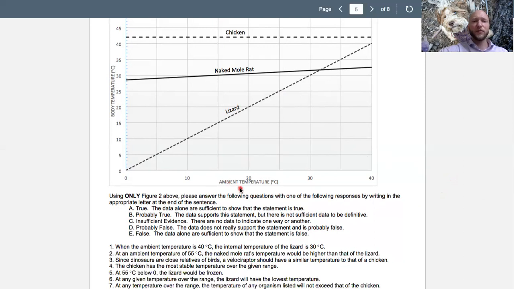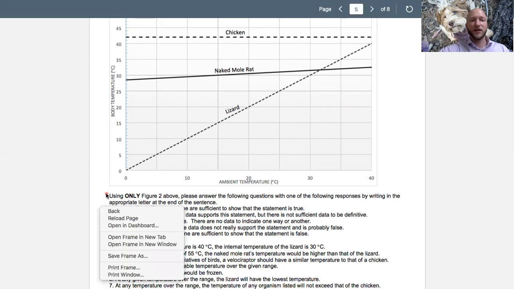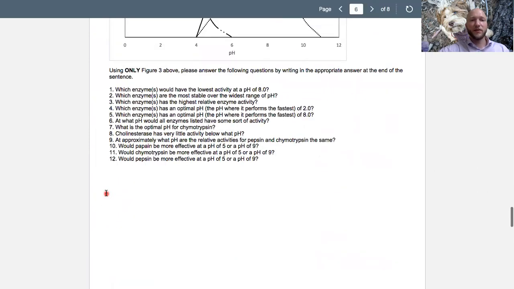And conversely, we can say something's definitely false if it's within the data set, within the range that we have. Probably false is going to be something that falls outside of our specific data set. If you have any questions on it, please reach out to me. But students usually do a pretty good job of getting this and understanding it. Moving down.